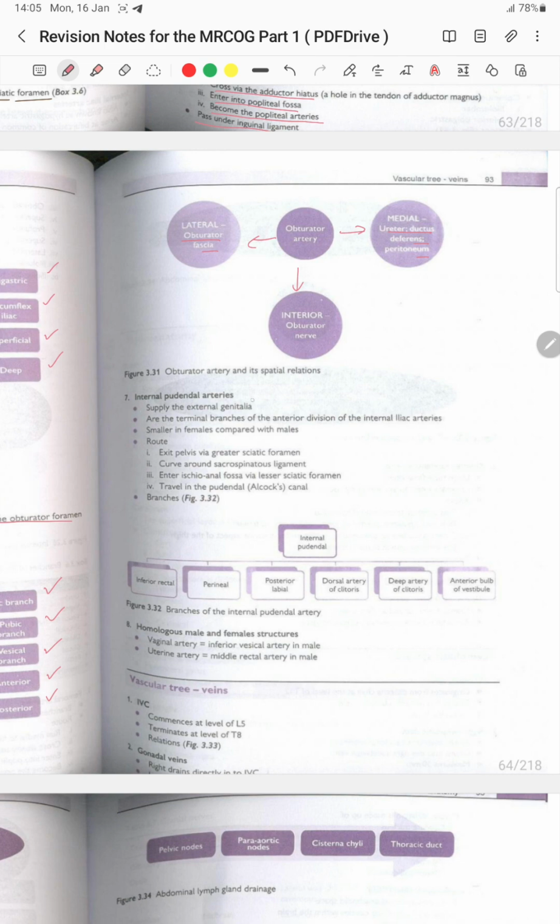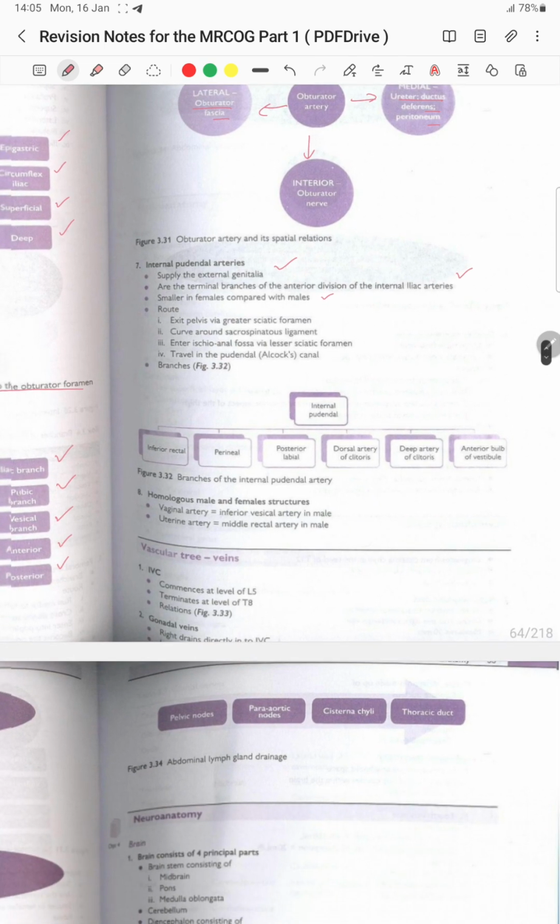Internal pudendal arteries supply the external genitalia, and they are the terminal branches of the anterior divisions of the internal iliac artery. They are smaller in females compared to males. The route: they exit via the greater sciatic foramen, wrap around the sacrospinous ligament, enter the ischioanal fossa via the lesser sciatic foramen, and travel in the pudendal Alcock's canal. The branches include the inferior rectal, perineal, the posterior labial, the dorsal artery of the clitoris, the deep artery of the clitoris, and the artery of the bulb of the vestibule.